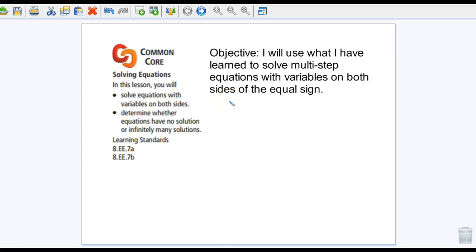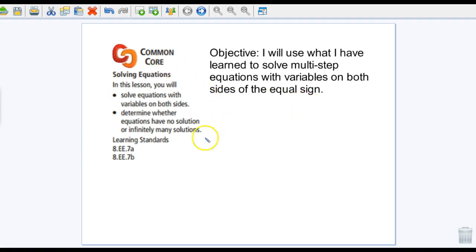All right, guys, so we've been working on solving multi-step equations all week long. So today we're going to throw a wrench in that formula, because we're going to end up having a variable on both sides of the equal sign.